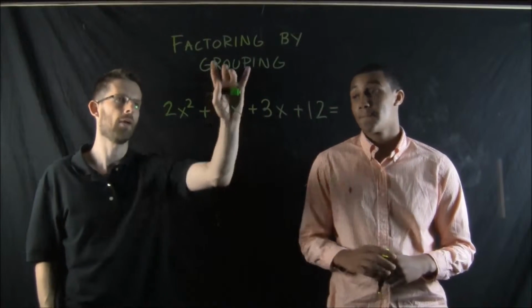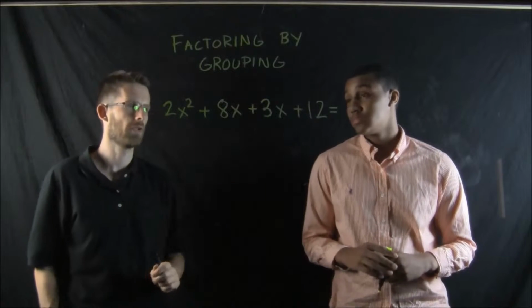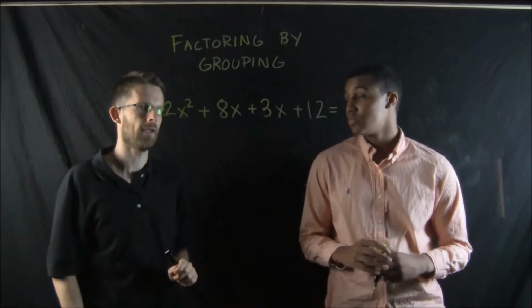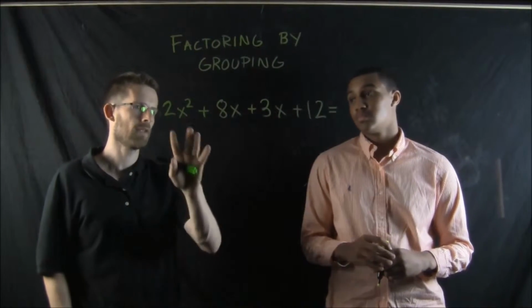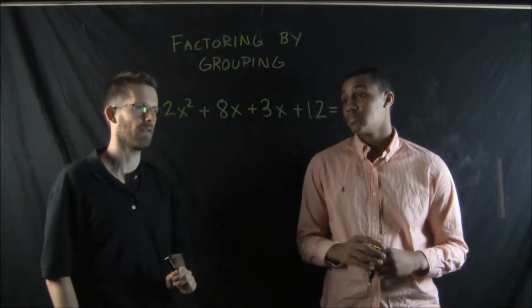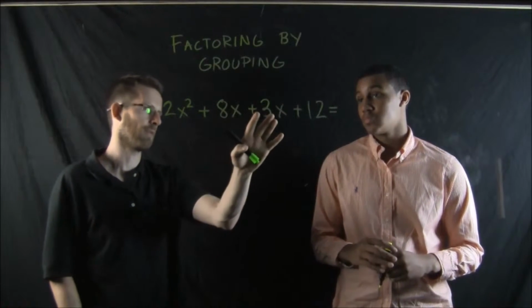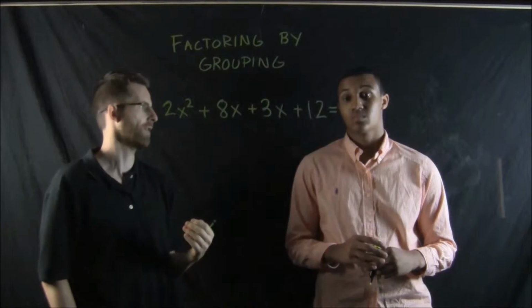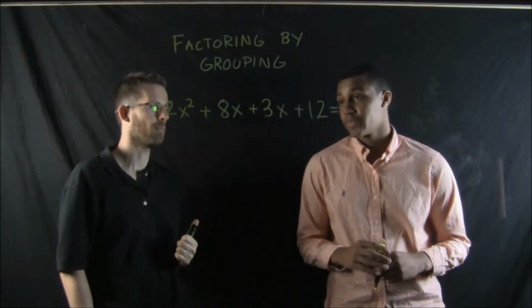We're going to be talking about factoring by grouping, which is one of the key concepts in learning how to factor. So we've got this expression with four different terms, 2x squared plus 8x plus 3x plus 12, and I want to factor it by grouping. So Curtis, how would you approach this problem?